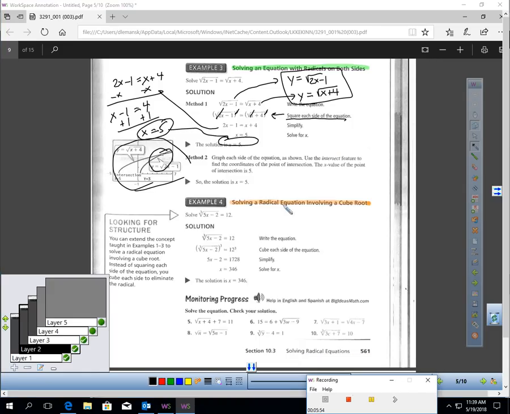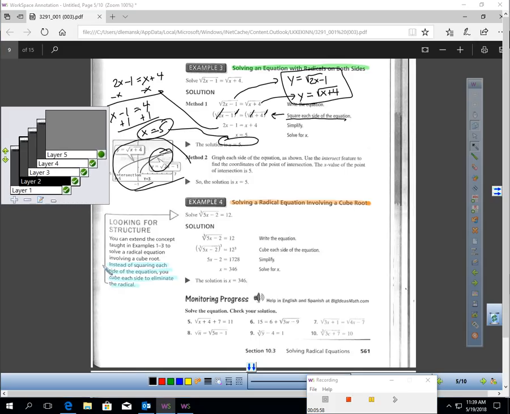You will also be asked to solve radical equations that involve a cube root. That's not a big deal. The only difference is I have a little note here. You'll see it. Instead of squaring each side, if you have a cube root, you've got to cube each side to eliminate the radical. So look at the sample.